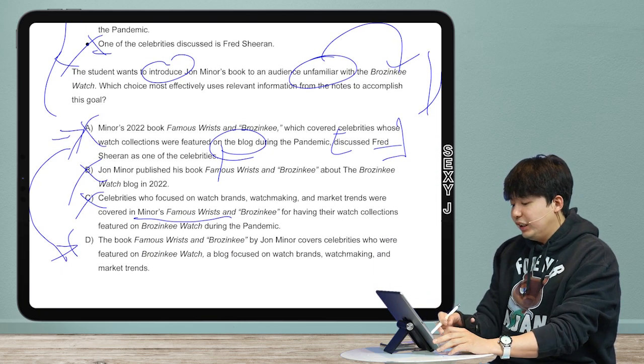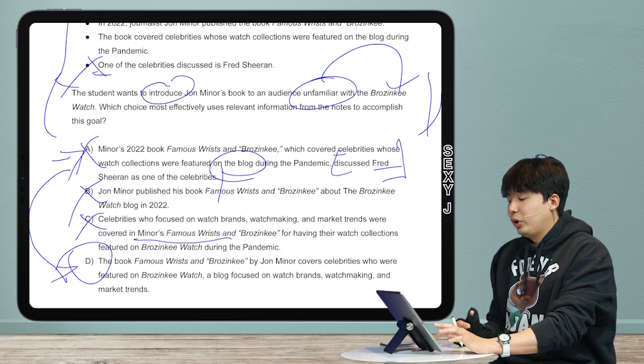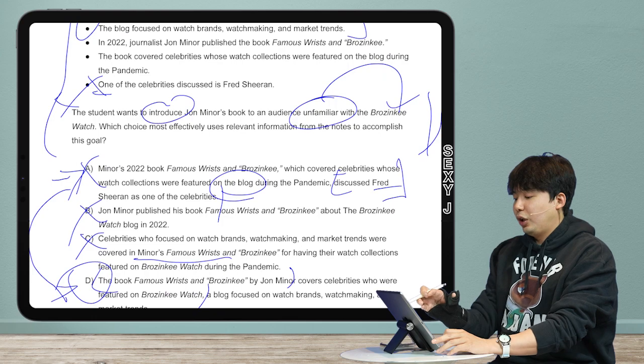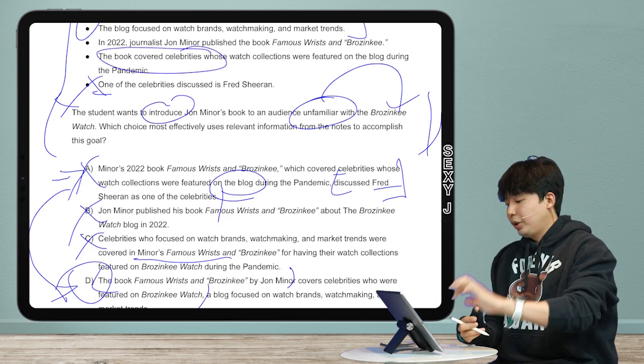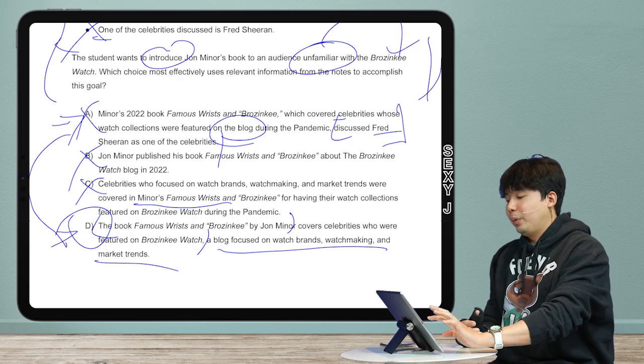So let's get to what is the answer. And the answer here is D. Why is that? Well, number one, does it introduce the book? The book, Famous Risks in Brzezinski by John Miner, covers celebrities who are featured in Brzezinski watch. Okay, what does this book do? It covers celebrities. Cool, okay? And what is the blog on? It is focused on watch brands, watchmaking, and market trends.